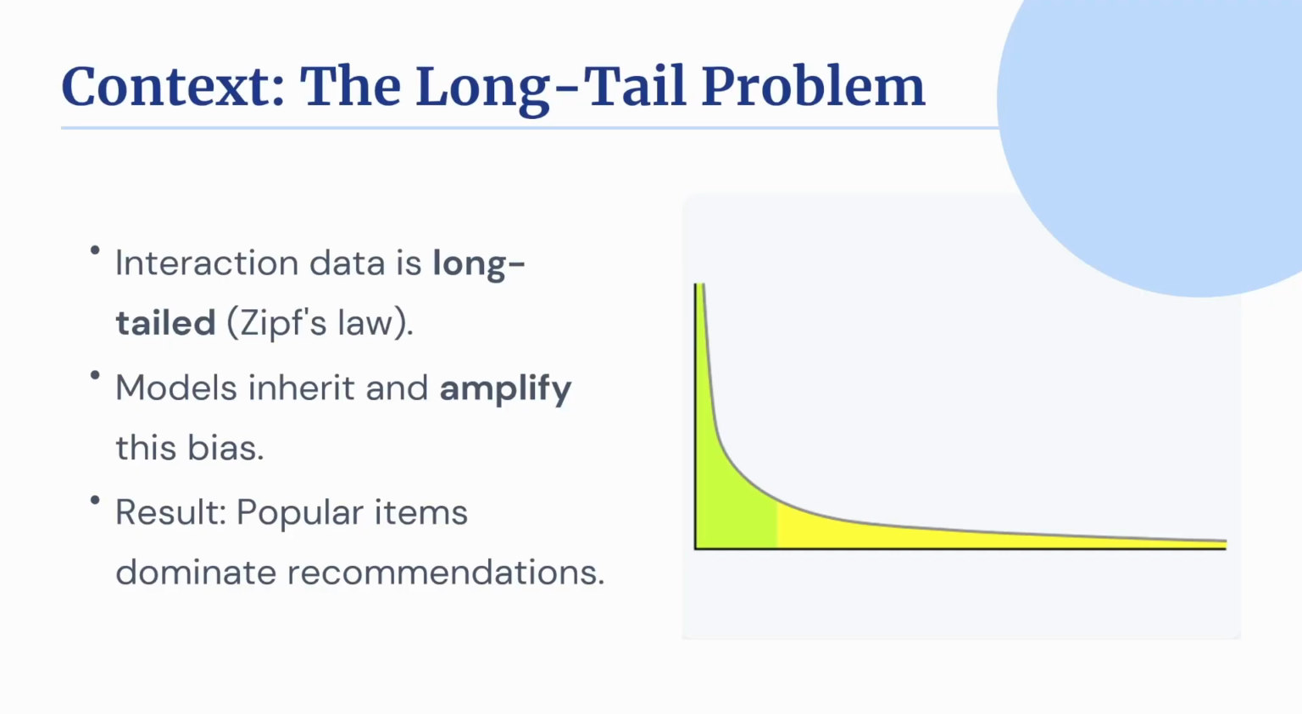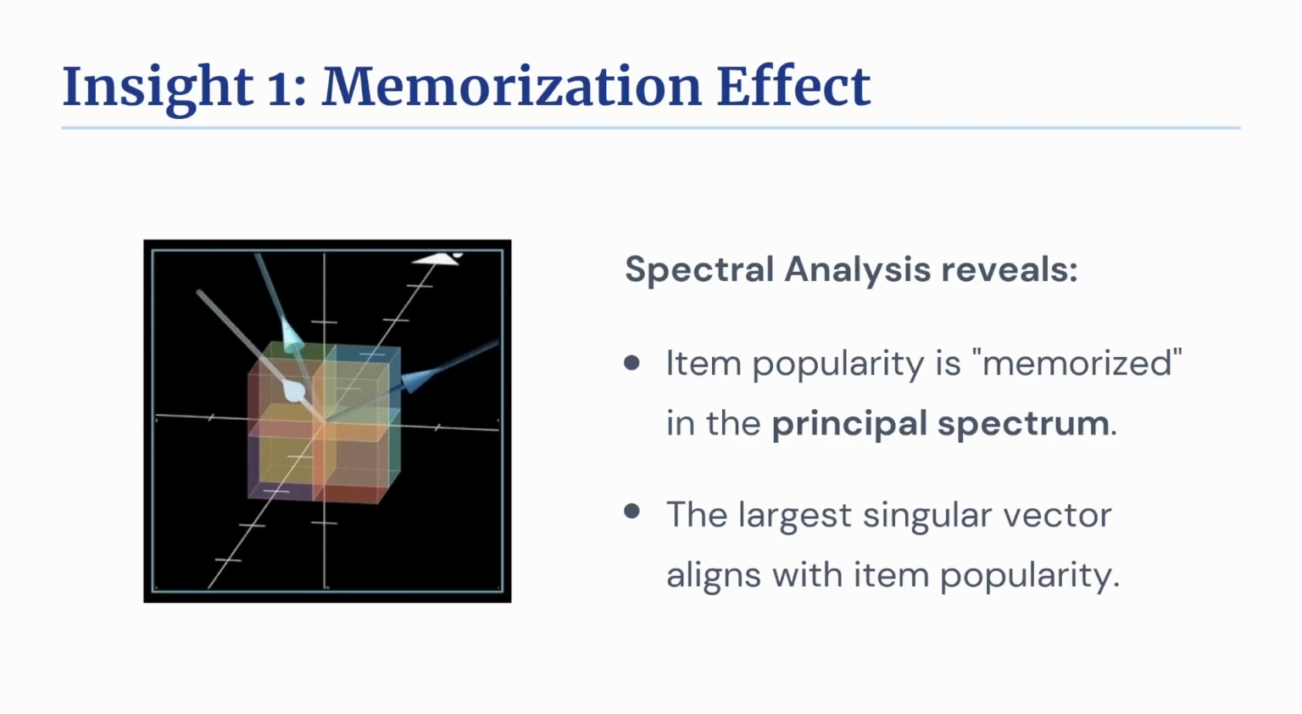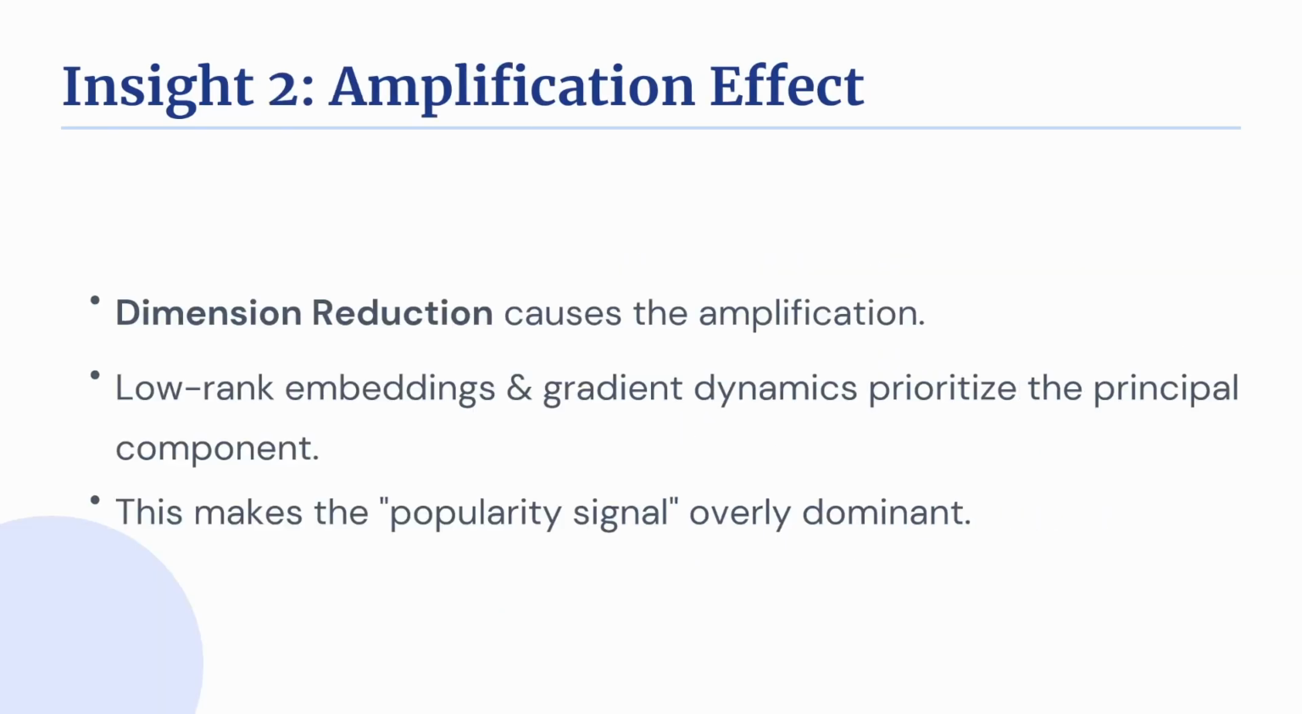The core contribution of this paper is explaining why this happens from a spectral perspective. The author presents two core insights. The first is the memorization effect. Through singular value decomposition (SVD), the author discovered that item popularity information is actually memorized in the principal spectrum of the prediction matrix. Specifically, the principal singular vector aligns almost perfectly with the item popularity vector, with a cosine similarity exceeding 0.98.